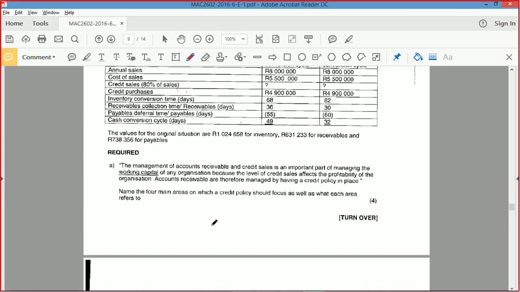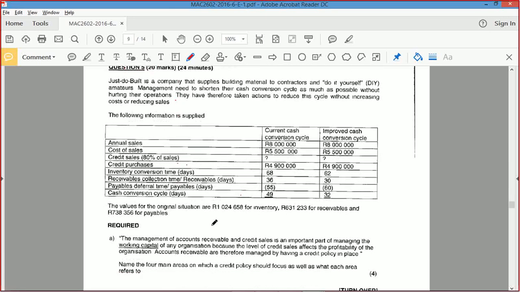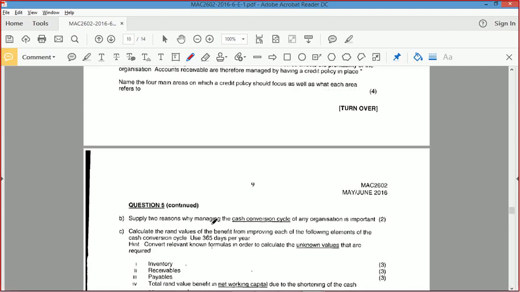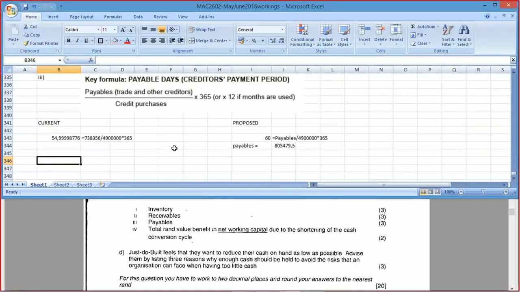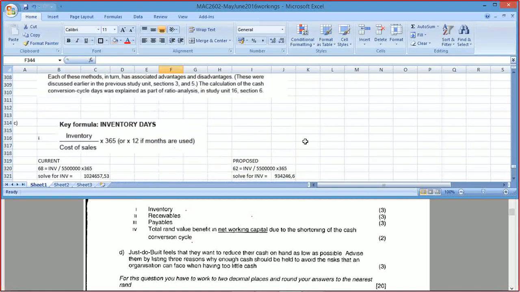Did they tell you anything in the question here about the change in net working capital? Let's see. They gave you the annual sales, the credit sales, the credit purchases, inventory, accounts receivable, trade payables. That's all they gave you. They said calculate the rand values of the benefit from improving each of the following elements. Okay, total rand value benefit in net working capital. So we need to look at the rand benefit of improving the following elements. Okay, so inventory. Let's go back to inventory.